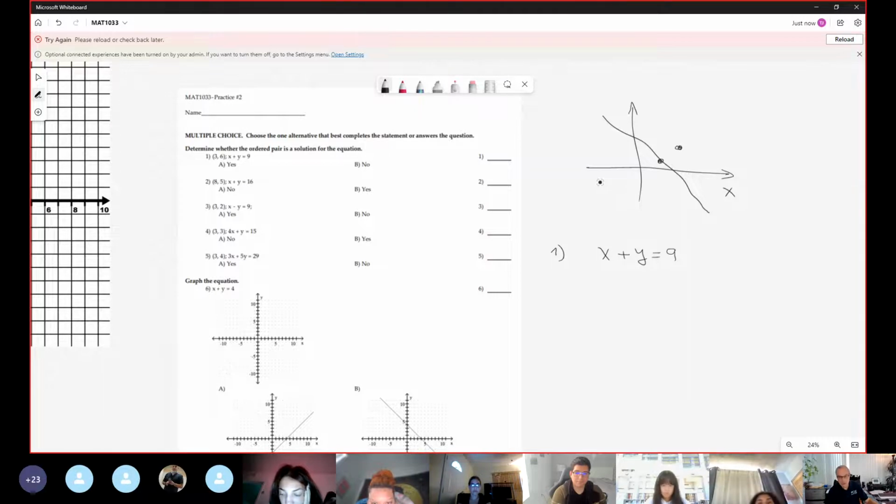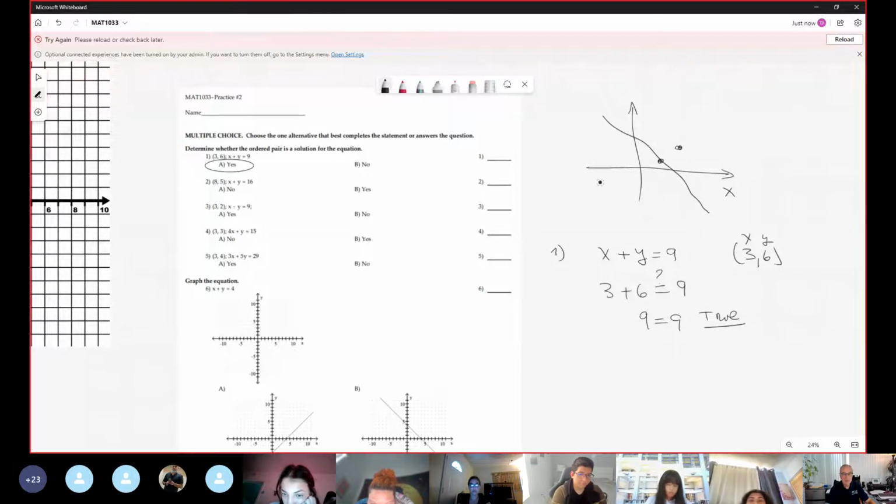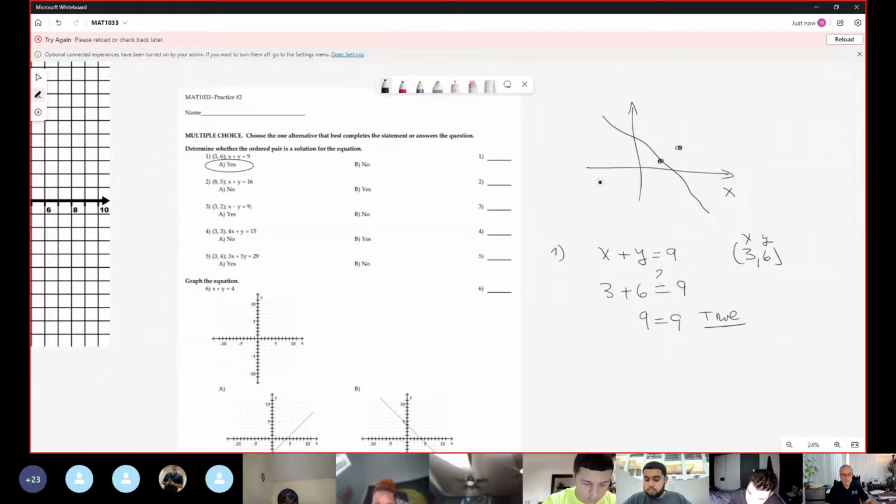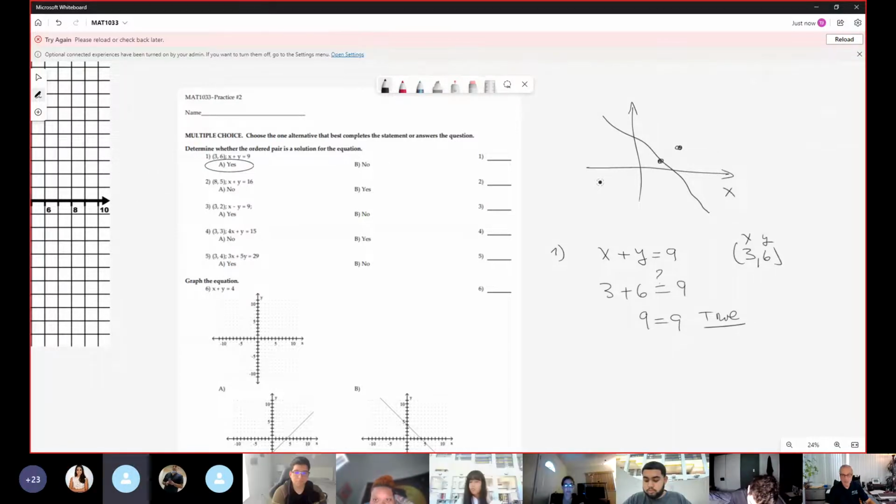No, not necessary. The fantastic way to verify this is plugging in. I know the point is (3,6), so x is 3, y is 6. Plug it in: 3 plus 6 is equal to 9, and you check this statement. Of course, it's true. Therefore, the answer is yes. Clear? Yes.